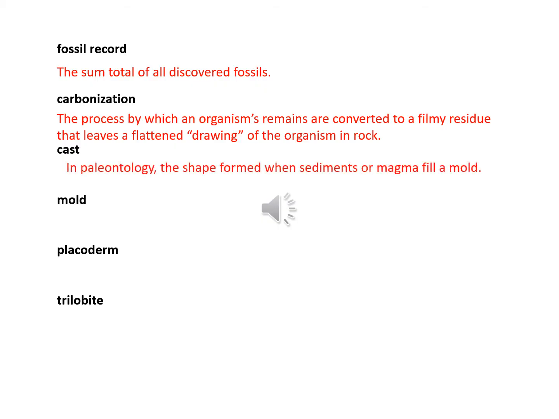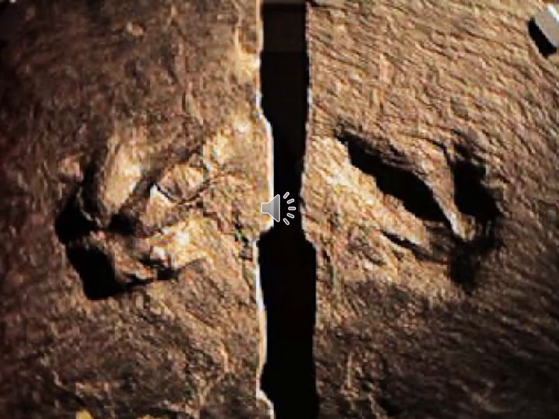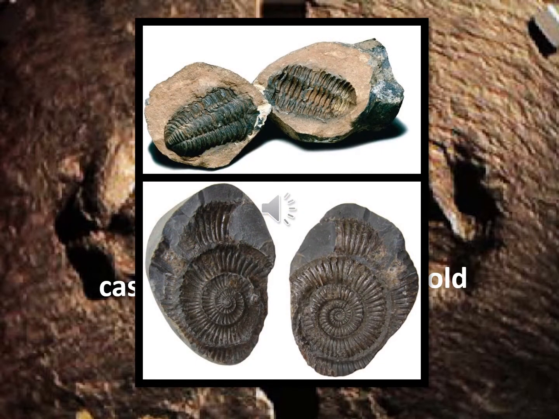In paleontology, a cast is the shape formed when sediments or magma fill a mold. And recall that a mold is the impression formed when an organism is surrounded by rock before it decomposes. Here we have a photograph of a mold and cast fossil, and here are 2 more photographs of mold and cast fossils. Remember that a mold and cast fossil only provide information about what the outside of an organism looked like.